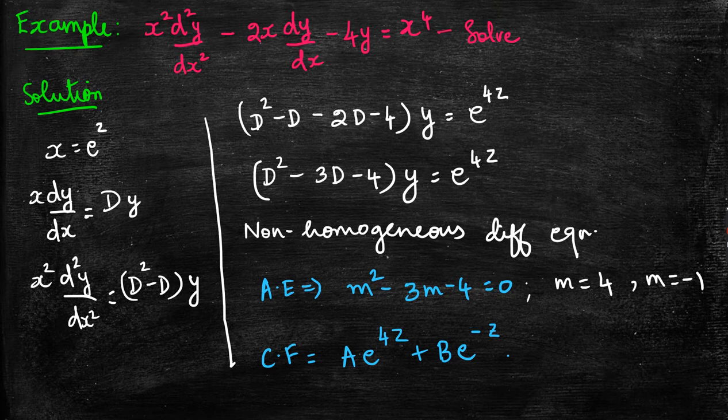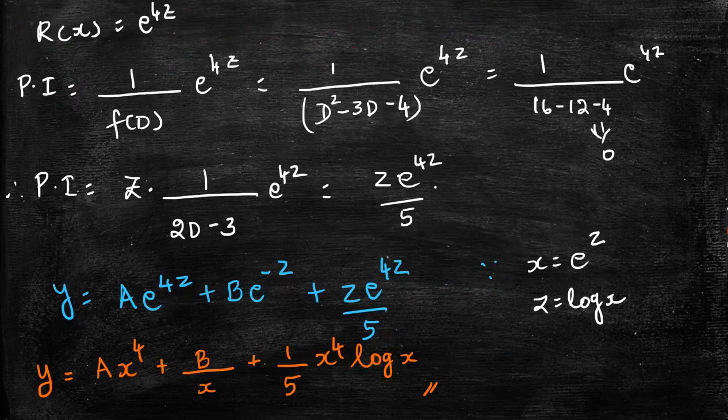Okay, so for this non-homogeneous differential equation, we have to find the CF and PI, and the first step will be to write the auxiliary equation. So this is my auxiliary equation, and my roots are m is equal to 4 and m is equal to −1. So my CF will be a e^(4z) plus b e^(−z). And next is to find the particular integral.